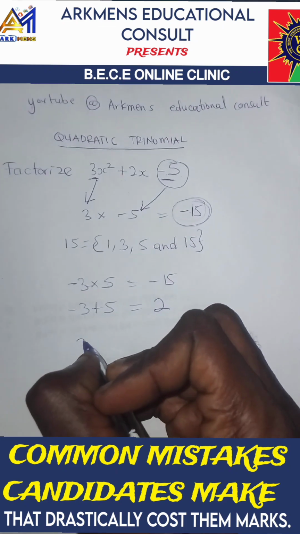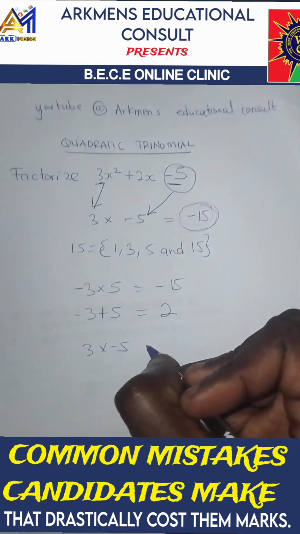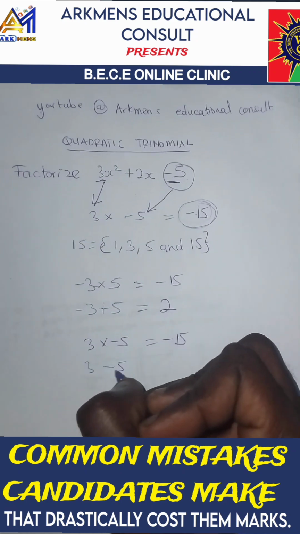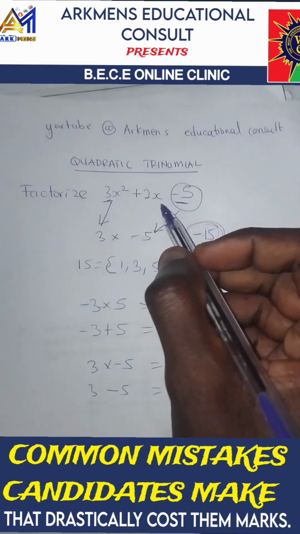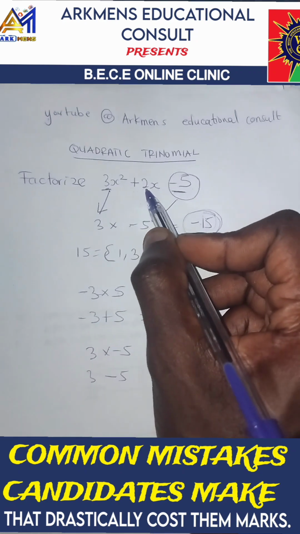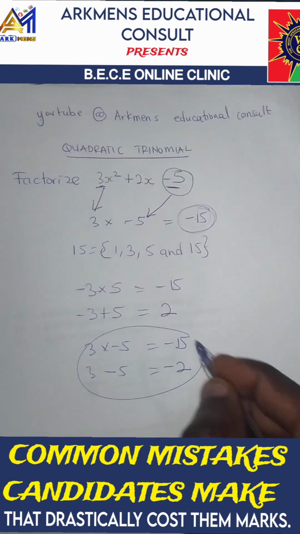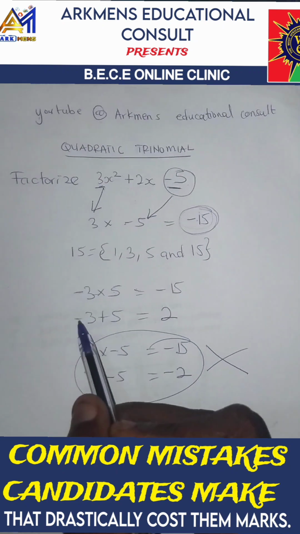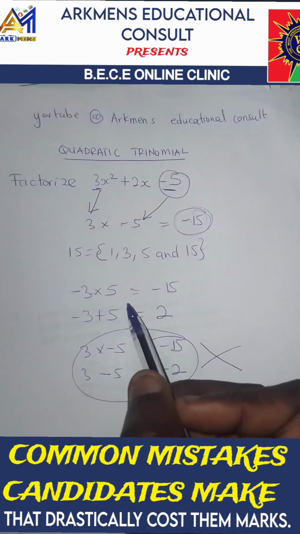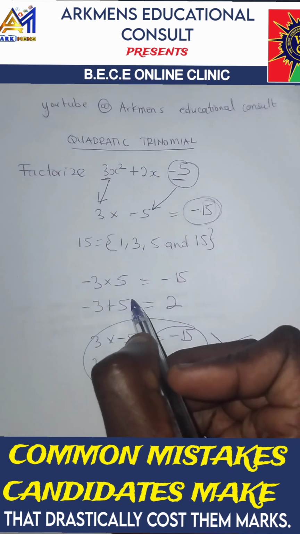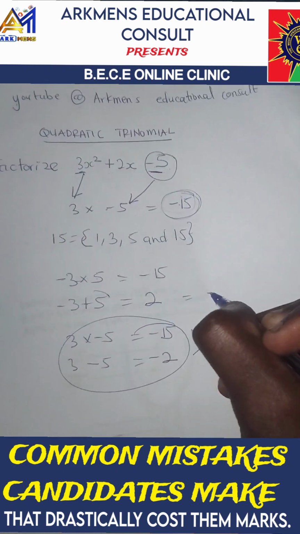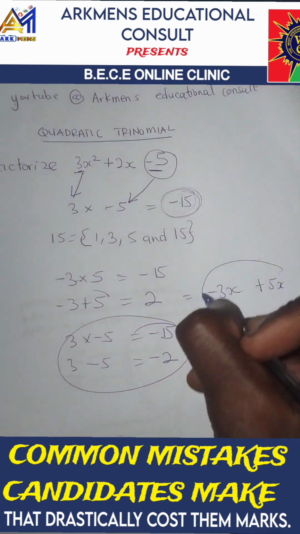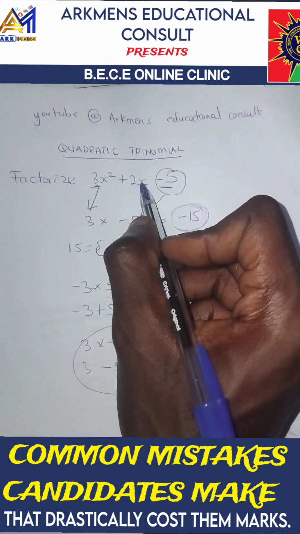Supposing I had made it 3 times negative 5, yes, it will give me negative 15. But 3 minus 5 will give me negative 2, and the coefficient of x here is positive 2. So this one does not agree with it. So this is agreeing, and you are picking negative 3 and positive 5. So when you are done picking this, which is now going to be negative 3x plus 5x, you are going to substitute this and replace it with the 2x and expand it.